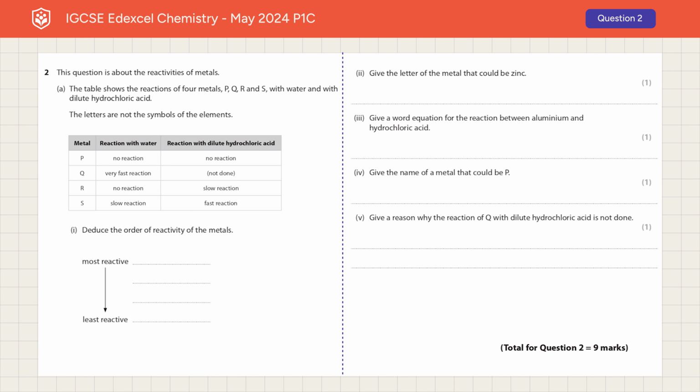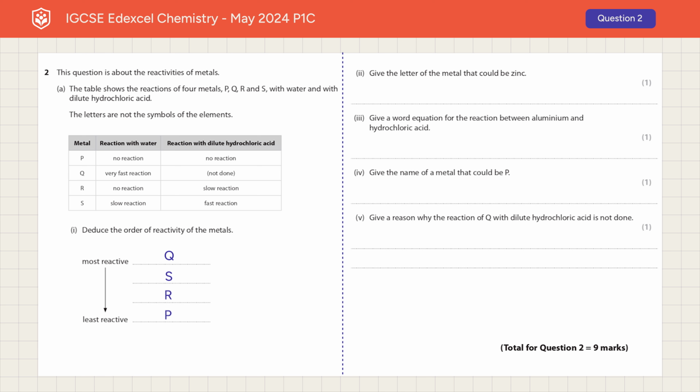Next, question 2 asks about the reactivity series of metals, a fundamental concept. Let's break down this first experiment on metal reactivity. We have 4 mystery metals, P, Q, R, and S, that were tested with dilute hydrochloric acid. The results gave us a clear order. Q is the most reactive, followed by S, then R, with P being the least reactive. This is a classic reactivity series investigation.